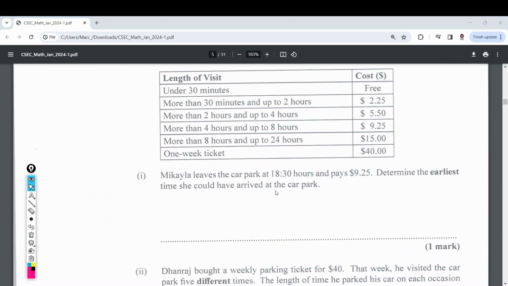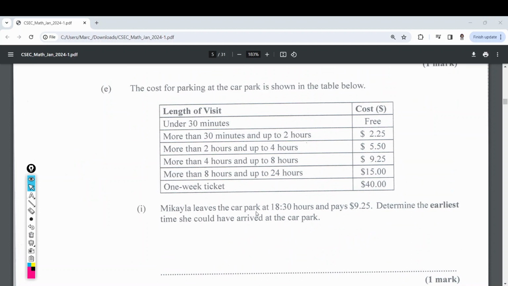So let's go down now. It says here, Michaela leaves the car park at 18:30 hours and pays 9.25. Determine the earliest time she could have arrived at the car park.